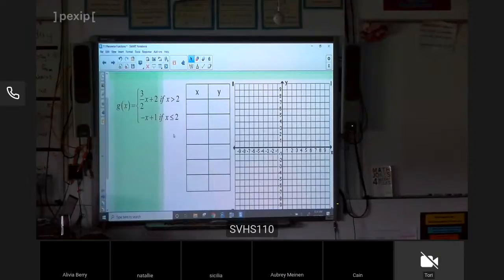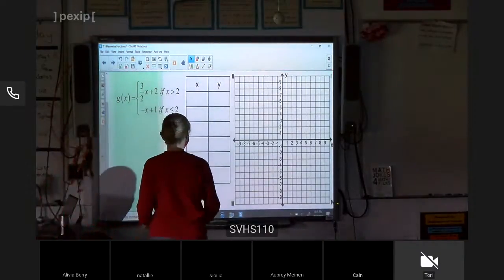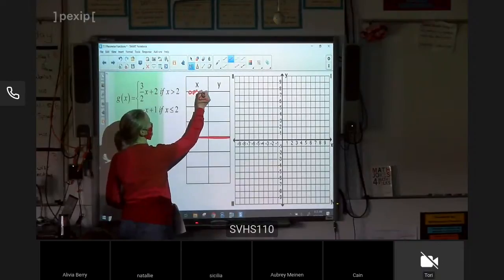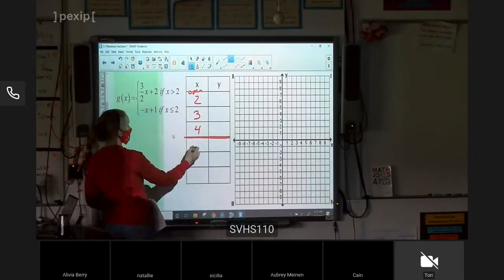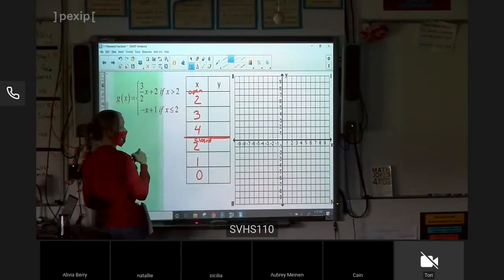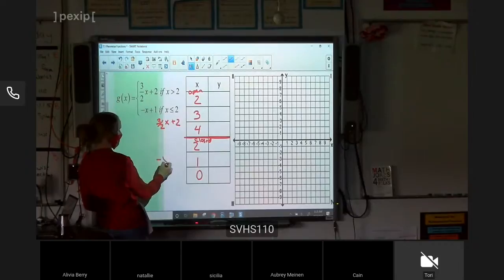It's almost the same equation even. It's a fraction now. Instead of x minus 1, it's negative x plus 1. So the top one would still be the 2 with an open circle and then 3, 4, because it's greater than 2. And then the bottom one we can do 2 with a closed circle, 2, 1, 0, and 1 and 0. Okay? Because x is less than or equal to 2. So the top one is for 3/2 x plus 2. And the bottom one is for negative x plus 1.